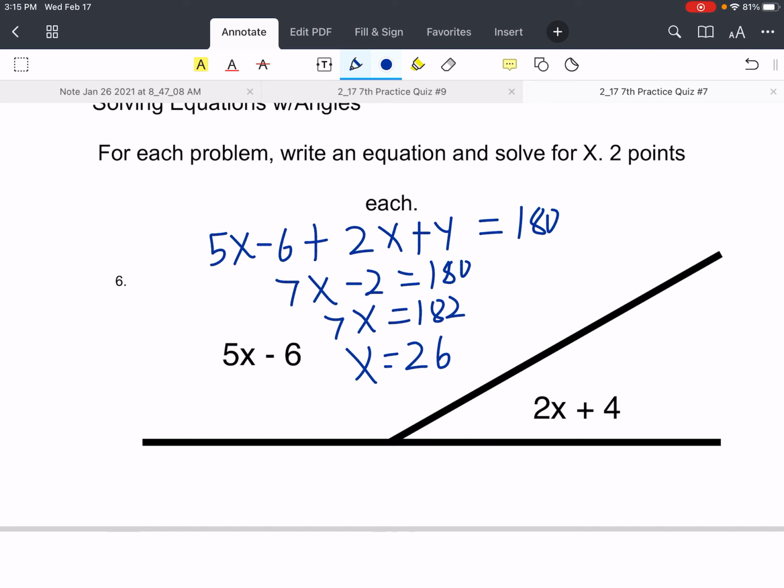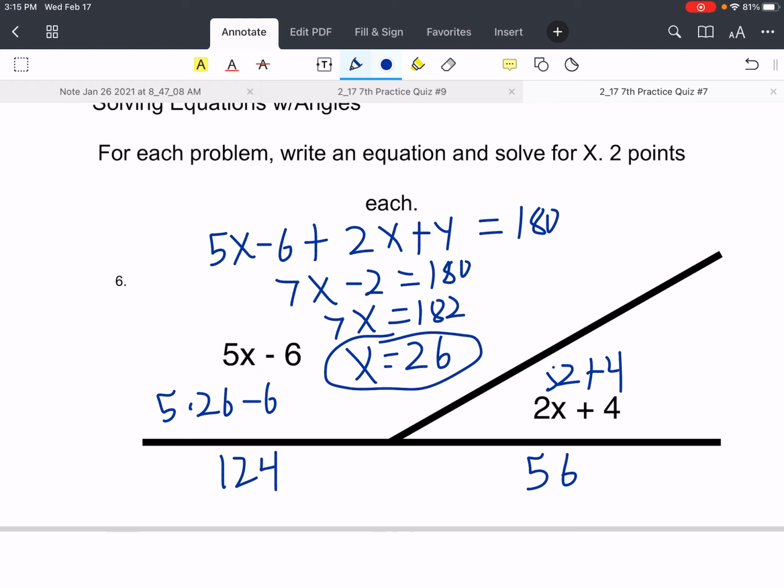I'm not going to check all of them, but if you do ever need to check, remember, you can do 5 times 26 minus 6. 5 times 26 is 130, minus 6 is 124. Over here, 2 times 26, which is 52, plus 4 is 56. And those numbers should add up to be 180. All I'm looking for is x equals 26.